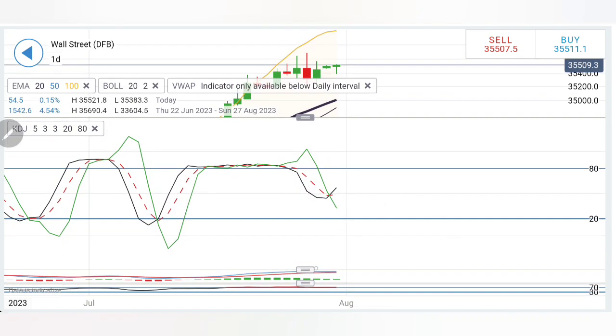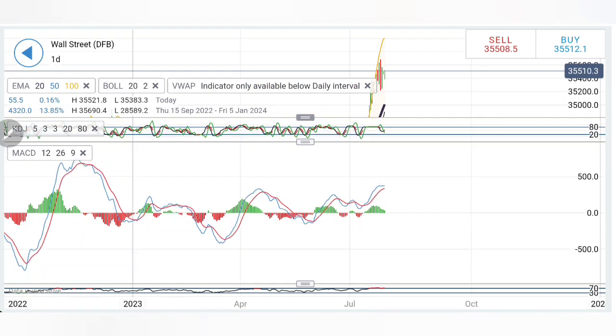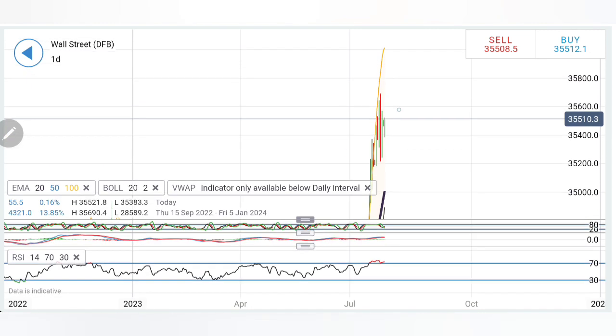Stochastic rising again, the MACD is trying to converge a bit. It is still in green. It is still trying to trade bullish, and there is a lot of room on the upside still for US30. RSI is overbought, which calls for a little pullback, but it can stretch this bull run.